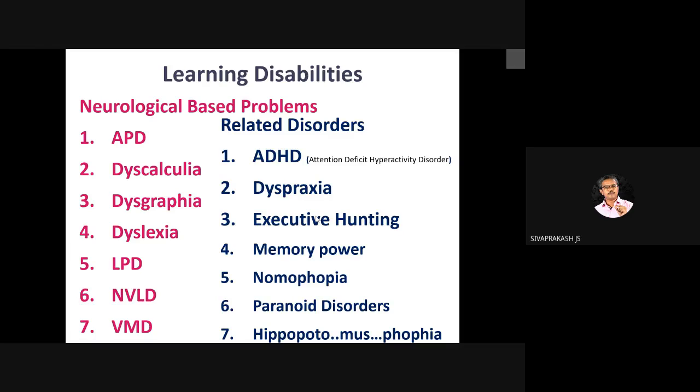Next, memory power. Working memory, short-term memory, and long-term memory. We have 3 types of memory.